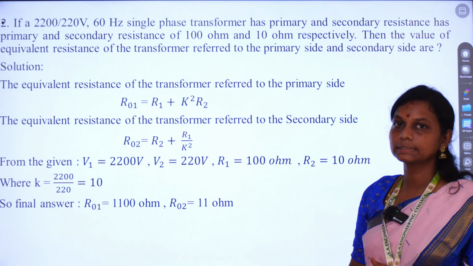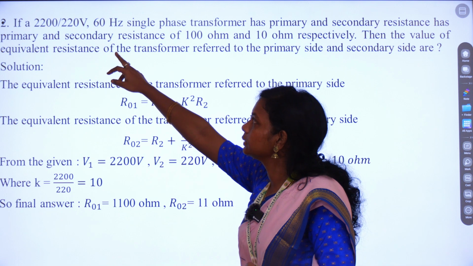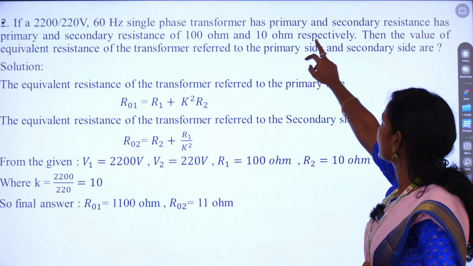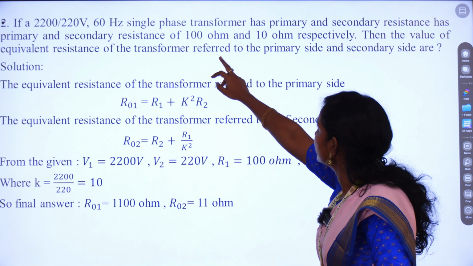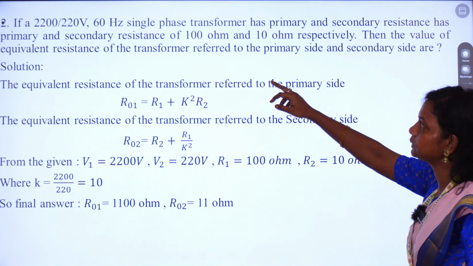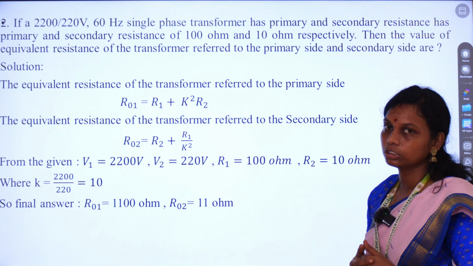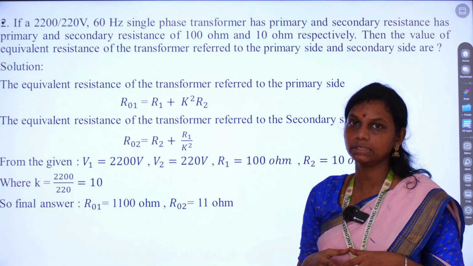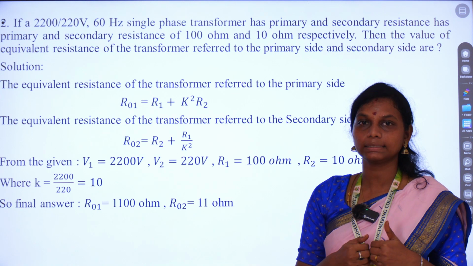So let us move on to the second problem. A 2200 volt, 220 volt, 60 hertz single phase transformer has primary and secondary resistance of 100 ohms and 10 ohms respectively. Then the values of the equivalent resistance of the transformer referred to the primary side and the secondary side are. What is the concept over here? It is how to find the equivalent resistance value, considering the primary side as a referred value and the secondary as a referred value.